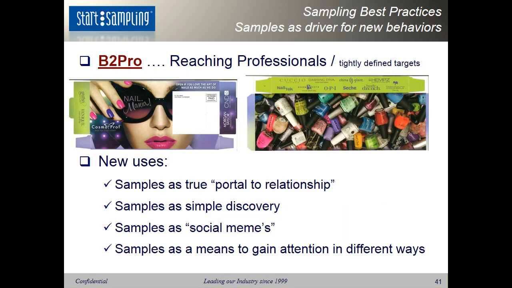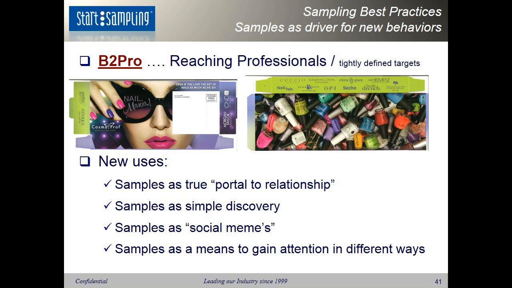Here's a couple of things to think about in terms of sampling best practice that are interesting and new. We've talked about B2B forever. We talked about B2C, business to business and business to consumer. There's now business to professional or business to influencers. The example shown there is just an opportunity to reach a very influential group of folks. These were people who are beauty technicians. They have to have a certification to shop in this particular outlet.